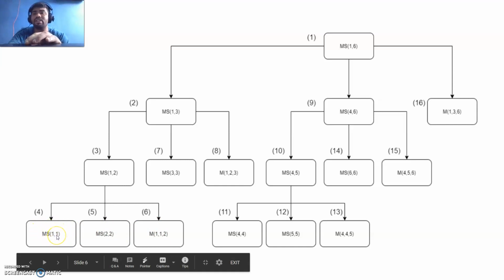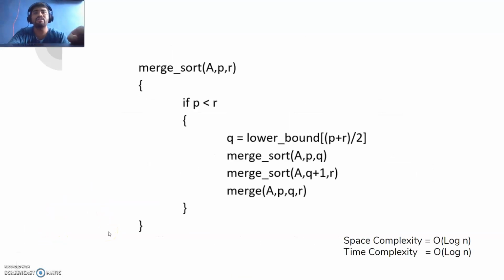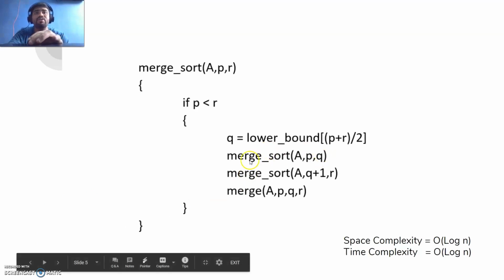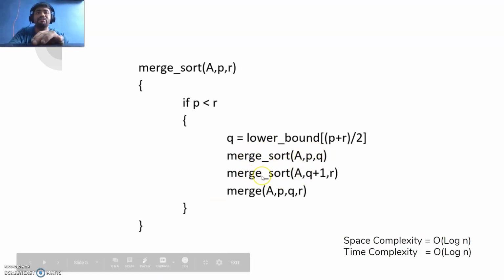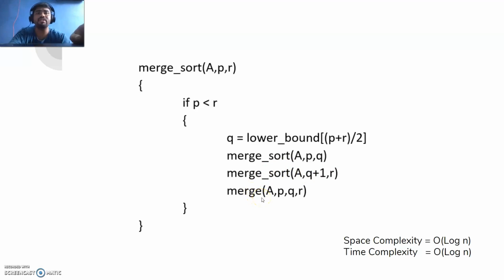Because P is not less than R. That's the reason why I ended over here, and that's when we went to the second merge sort function. So when I'm not able to go inside this merge sort function again, I go and check out the second merge sort function. And when I am not able to go ahead anymore, I'm coming to this merge function, right?